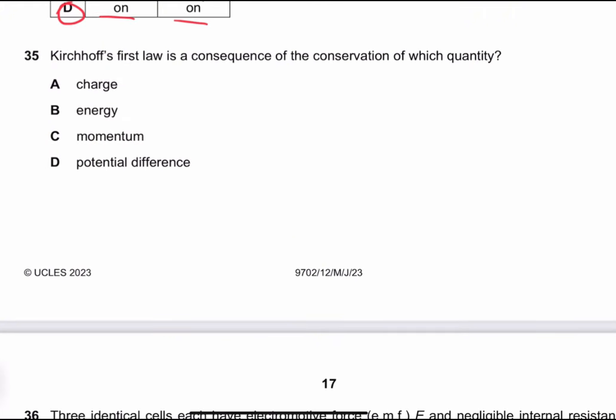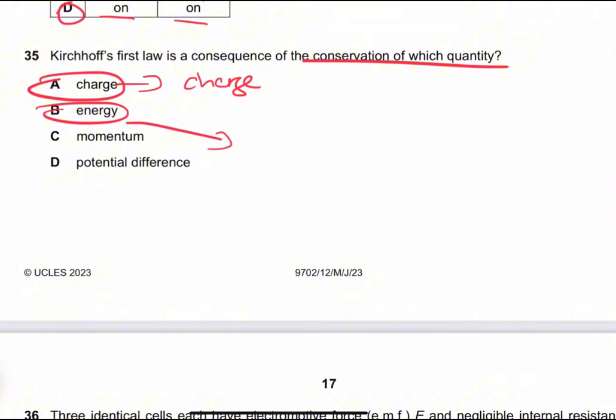We're given Kirchhoff's first law. We're asked it's a conservation of what quantity? It's basically charge. So Kirchhoff's first law talks of charge, and Kirchhoff's second law talks of energy, right? So this is basically Kirchhoff's second law. And the question asked us for Kirchhoff's first law. So first law has to be charge, and the answer is A, right? Very important. So these are the two things that we only deal with in Kirchhoff's law.